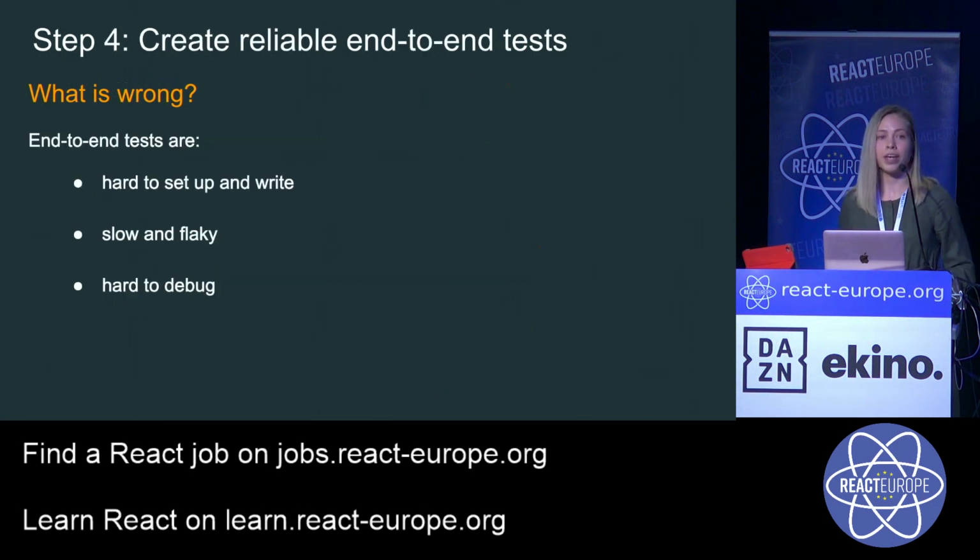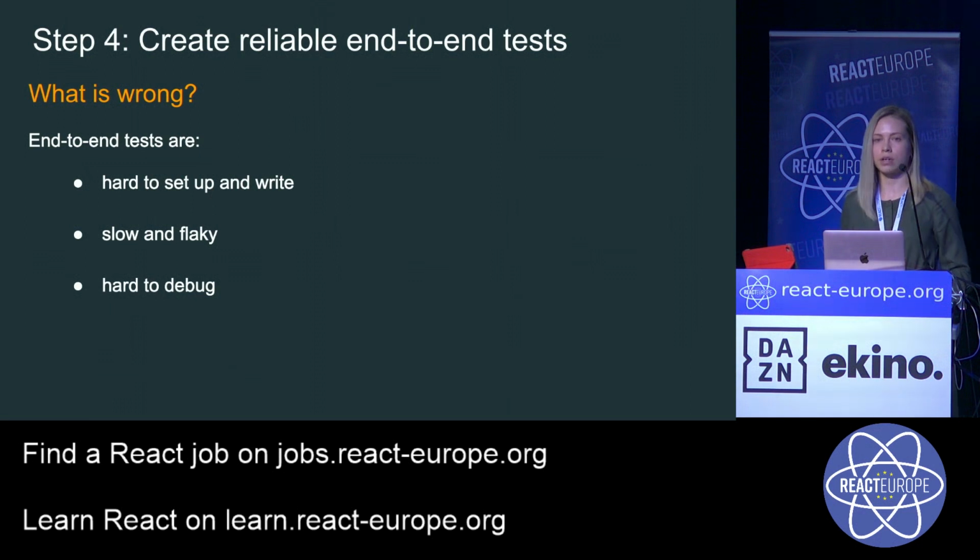Step number 4, create reliable end-to-end tests. End-to-end tests are at the very top of your testing trophy or testing pyramid, and they should give you the most confidence that everything is working as it should for end users, like the most critical paths are working correctly. Unfortunately, they are usually really flaky, really hard to write and maintain, and quite often they are very, very challenging to debug a failure with.